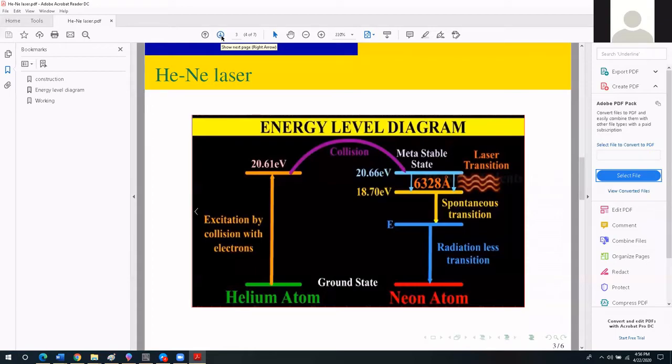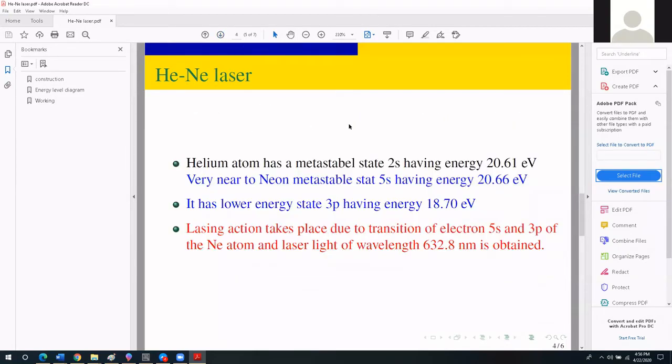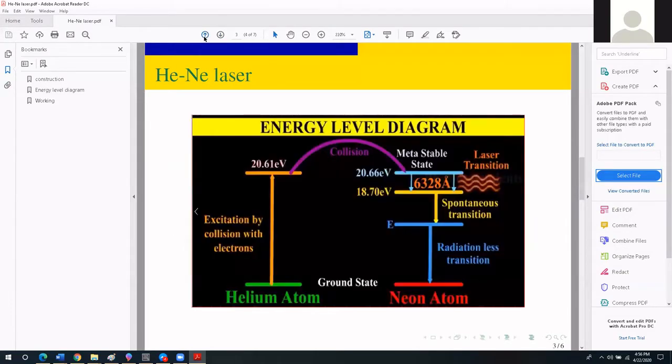Any problem? Look at the next one. I want to show you this one, and then the working. Let me repeat the energy level diagram one time, and I will go to the working.